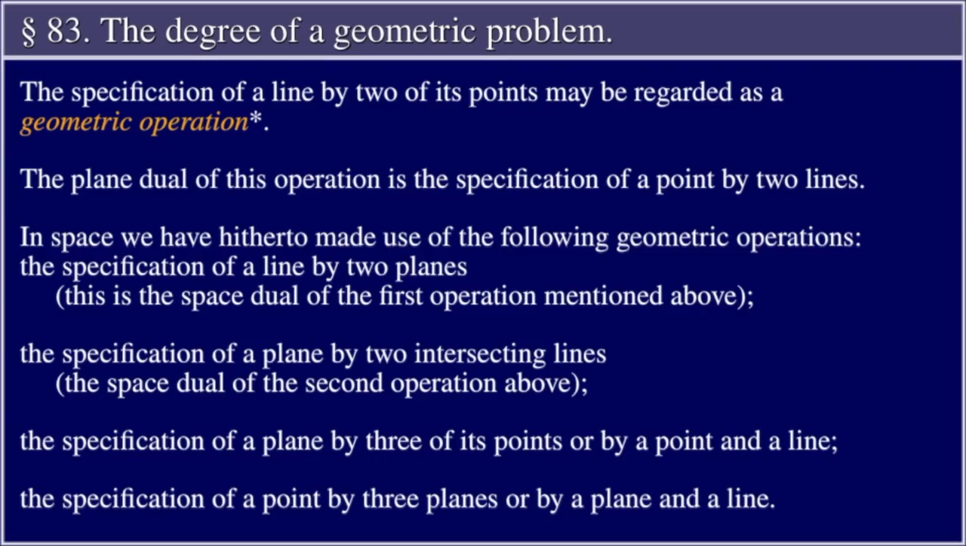The specification of a line by two of its points may be regarded as a geometric operation. The plane dual of this operation is the specification of a point by two lines. In space, we have hitherto made use of the following geometric operations. The specification of a line by two planes. This is the space dual of the first operation mentioned above. The specification of a plane by two intersecting lines, the space dual of the second operation above.